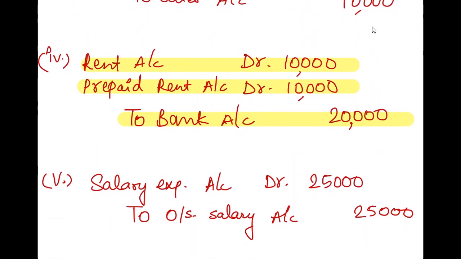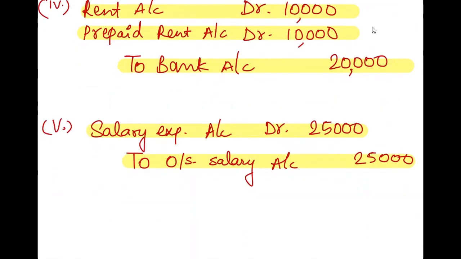And at last, salary due but not paid. So salary due was 25,000. That means the expense has been incurred, so I have to book that expense. So the salary expense account is debited rupees 25,000 to outstanding salary. Why, sir, outstanding salary? Because the amount is due but not paid. That is why it is outstanding. This OS means outstanding. I will write it here: outstanding salary account.